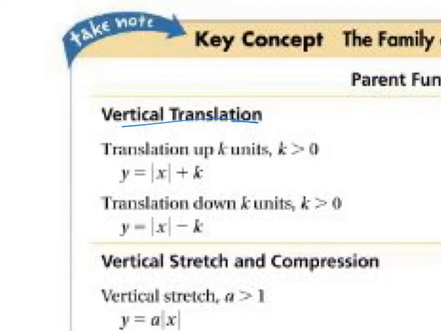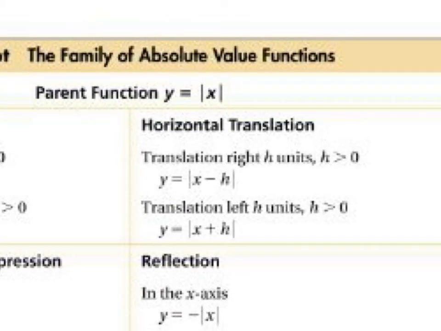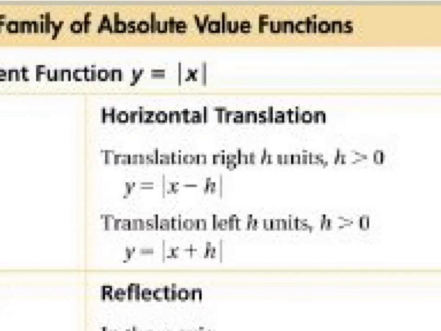If you have a vertical translation, which is what we just had, if it's plus a number, it would go up. If it's minus a number, and this is on the outside of the absolute value symbol, it goes down. Okay, the horizontal translation is a little bit different. If it is inside the absolute value, if it's x minus something, you go right. It's kind of the opposite of what you would think, so you have to keep that in mind. If it's x plus a number, you go left.